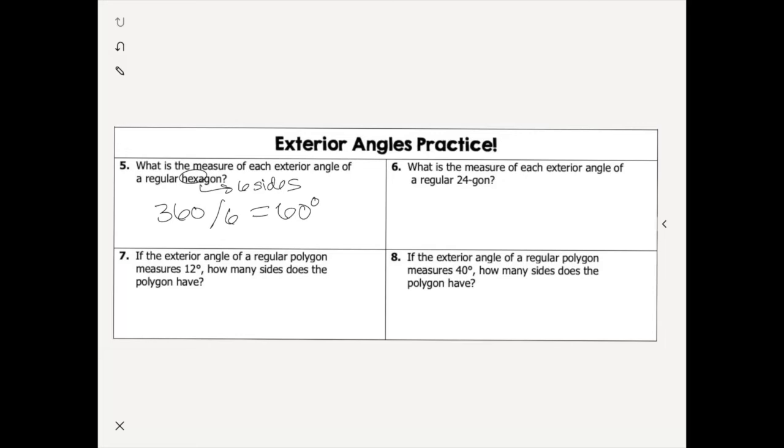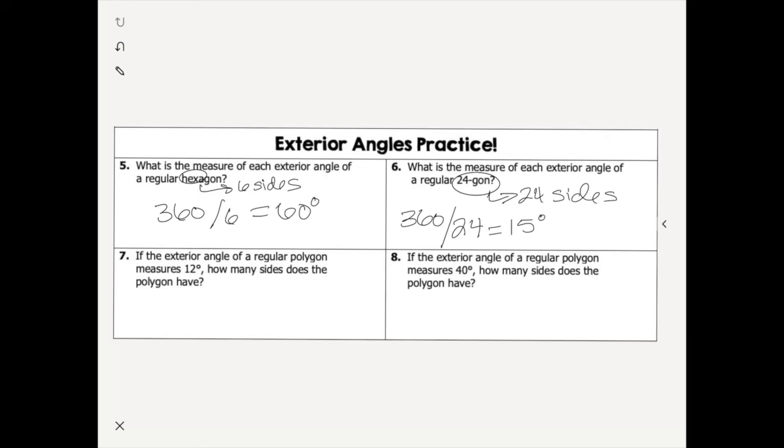Number 6, what is the measure of each exterior angle of a regular 24-gon? So that's a 24-sided figure. 24 sides means 24 angles. So we're still going to do 360 divided by 24, which means each of them is going to be 15 degrees.